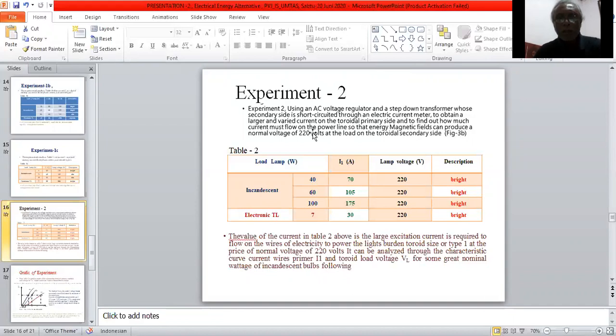In table 2, we can see that for the incandescent lamp of 40 watts, to produce the voltage of 220 volts, the needed current is 70 amperes.